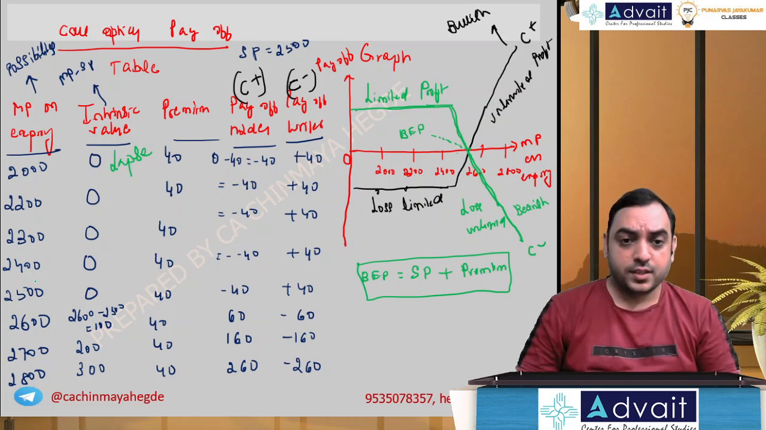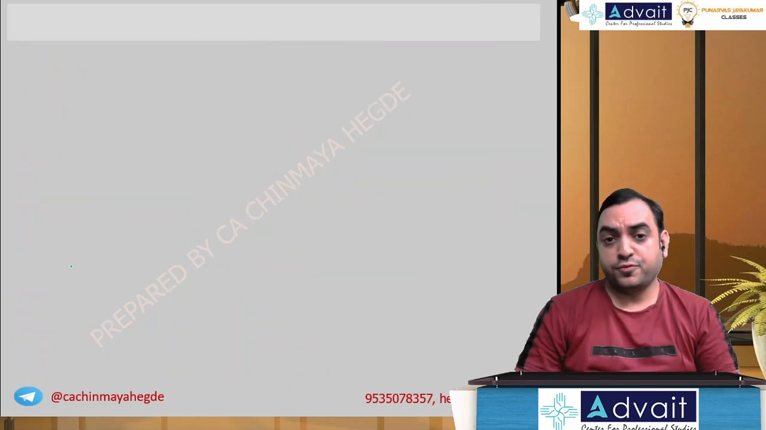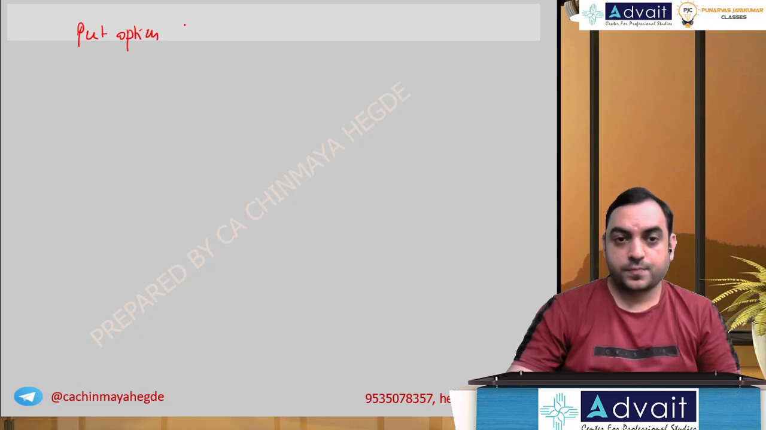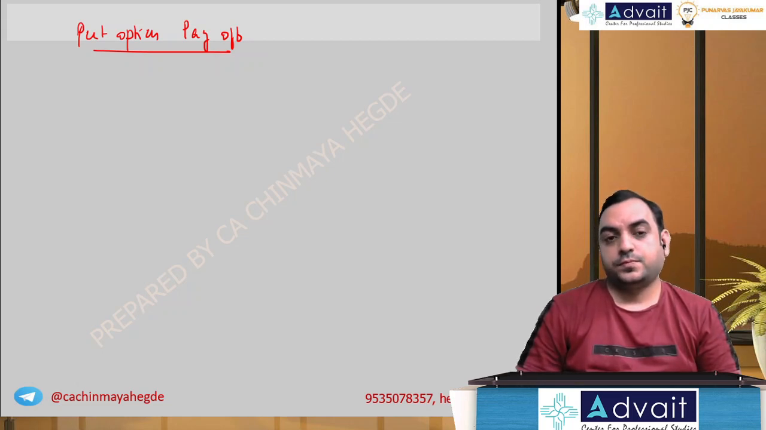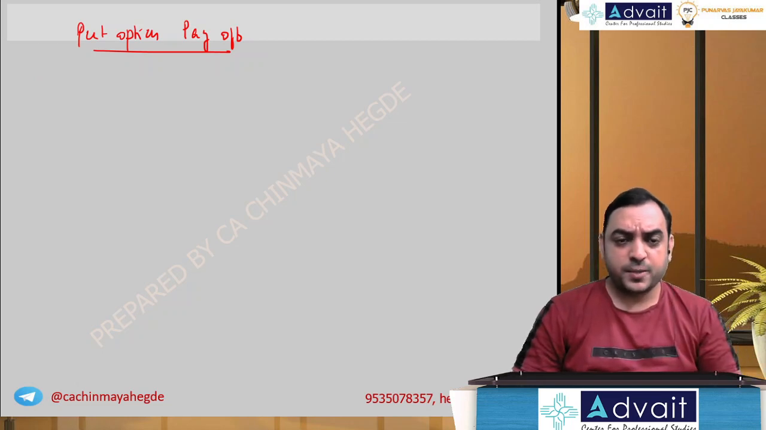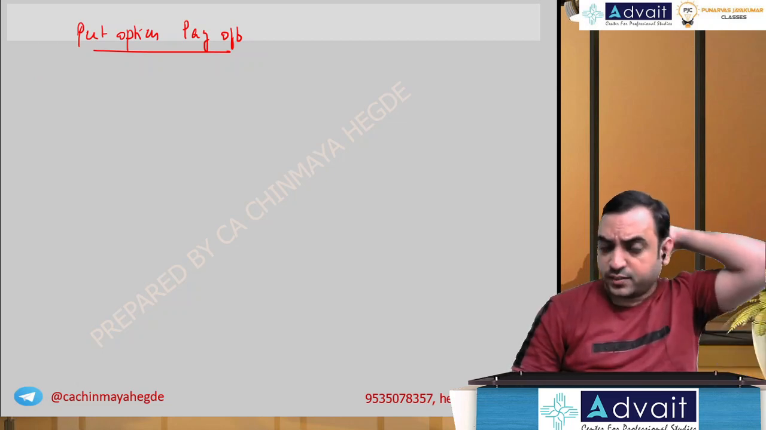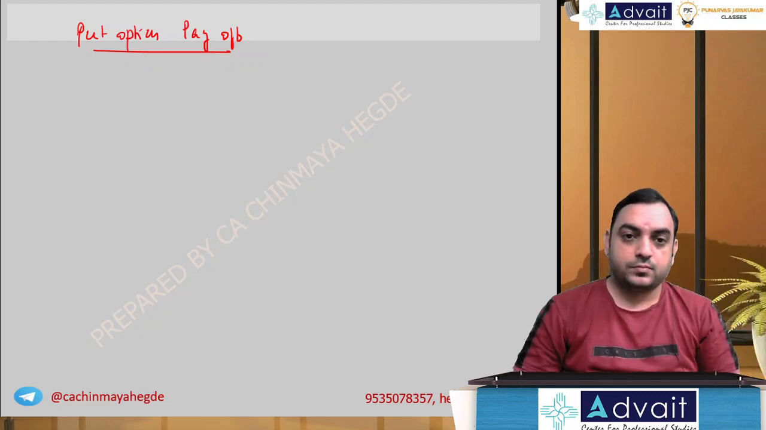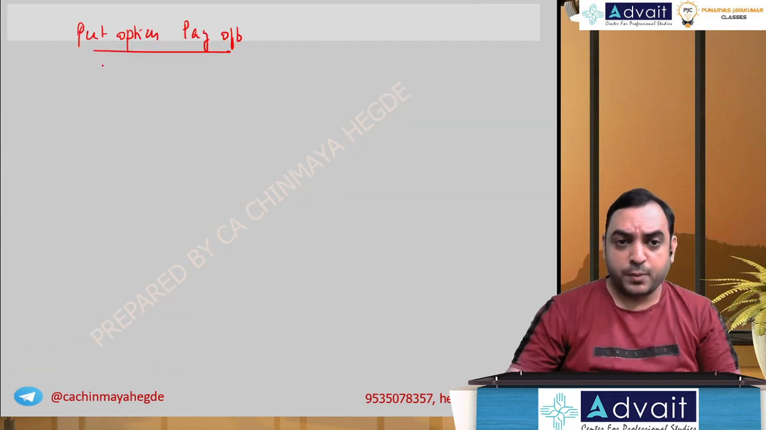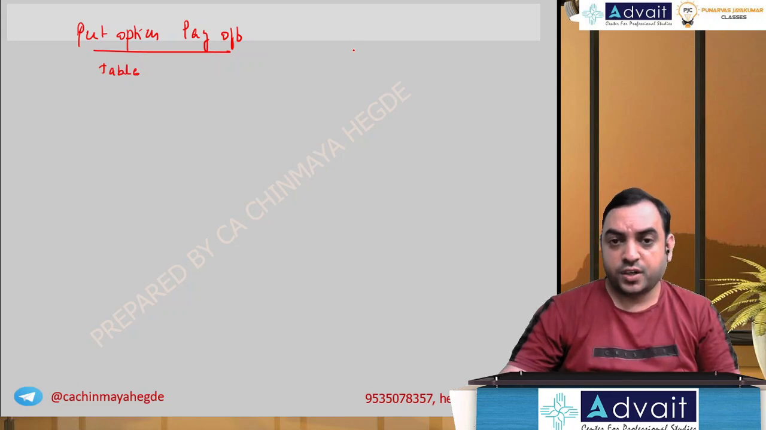Okay, I'll go further. Let's do now the put option payoff. Put option payoff also I'll take similar, but I'll reduce the market price on expiry. I don't want to write too many things. So first let me prepare the table, then I'll go for the graph.